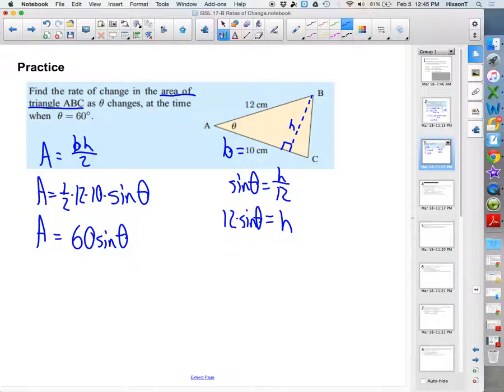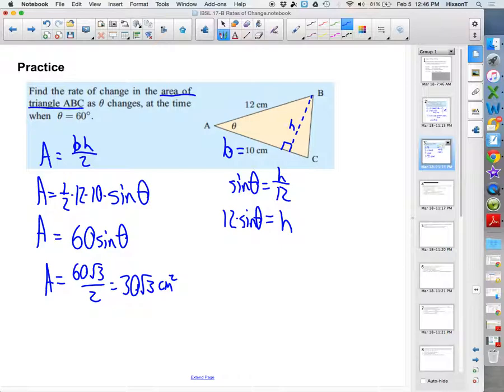So how do we figure out our solution here? It says things at 60 degrees. Okay, we want it when it's 60 degrees. Now, sine of 60 is root 3 over 2, so the area will equal 60 root 3 over 2, which is 30 root 3 centimeters squared.